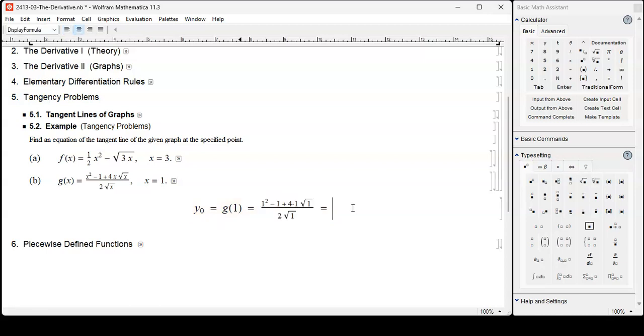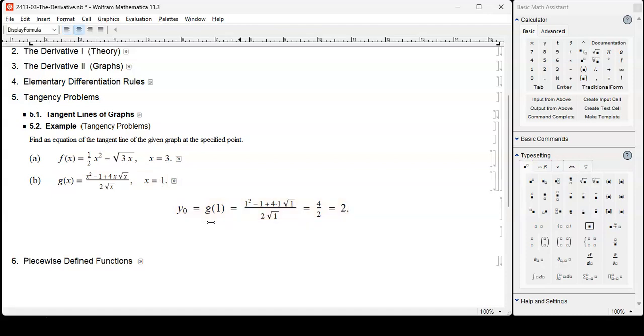And let me copy and paste. So this one all goes away because that's multiplication by 1. And that's 1 minus 1 plus 4. So the numerator is 4. Denominator, square root of 1 is just 1. So what do we have? 2. Of course, you can punch this into a calculator. In any case, we have the point 1, 2. Alright, next, the derivative.